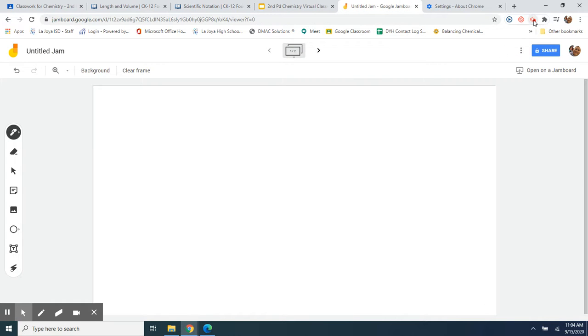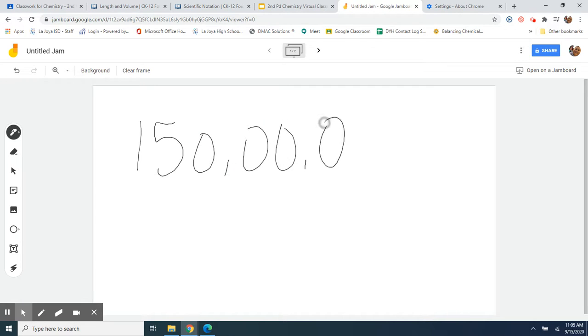well, let's go here to Jamboard. Okay, now Jamboard, I'm going to just put the example that they gave us, 150 billion. Oh, I missed a zero. Kilometers. Okay. Now we need to make this example into scientific notation.